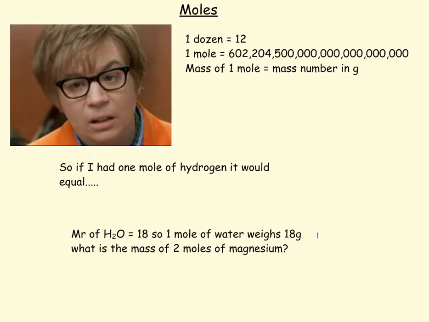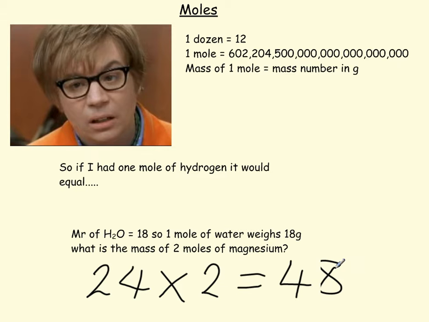So what is the mass of 2 moles of magnesium? Let's get my pen going. 2 moles of magnesium, let's have a look. Magnesium has a mass number of 24, so it'll be 24 times 2, because there's 2 moles, so that equals 48 grams. Right, there you go, 48 grams.